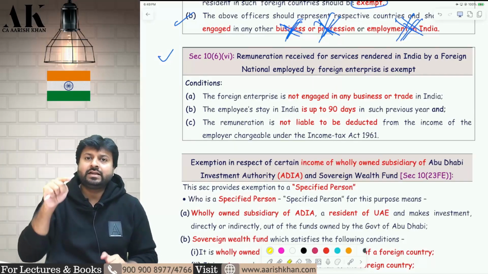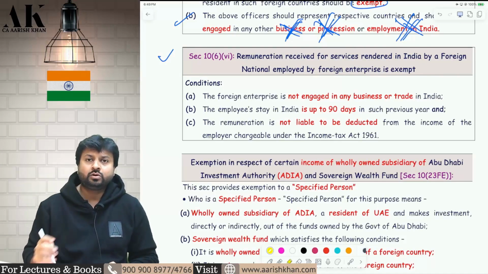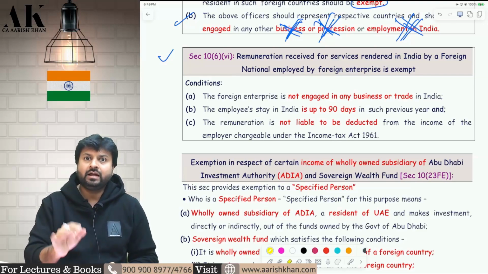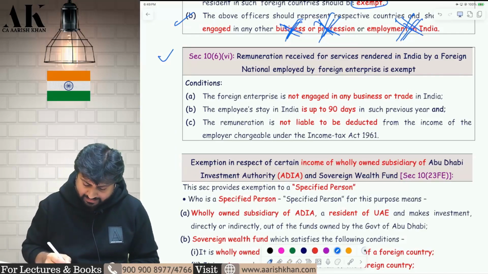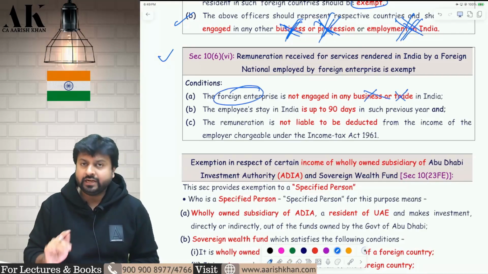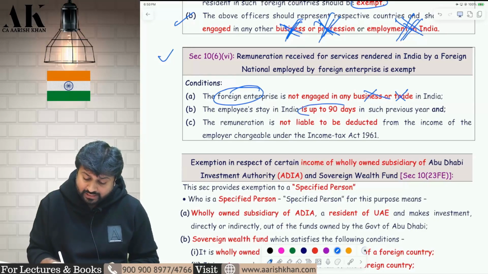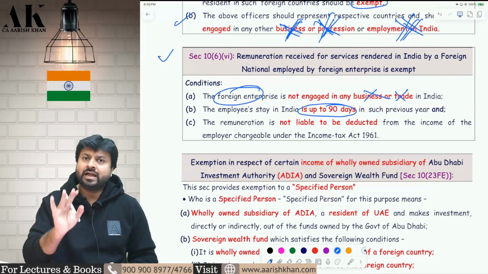Now suppose Tesla is sending its employee to India for some research and development, and it is paying some salary to the employee. For the time being he was there in India. Now that income is accrued in India, but the government says that that employee will not be subject to tax in India, subject to 3 conditions. First, Tesla should not be engaged in any business or trade in India. Second, the employee stays in India for how many days? 90 days. Up to 90 days if the employee stays in India, it is okay.